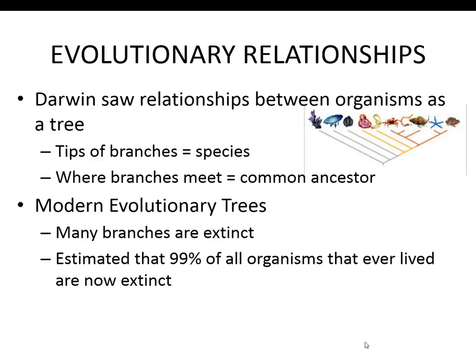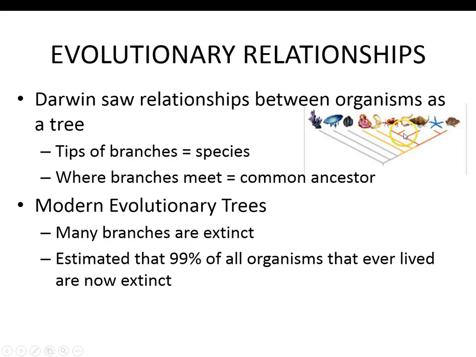And so he saw these relationships between organisms as a tree. And when we look at modern evolutionary trees, we see that at the tip of the branch of every tree, it is represented a species. So each one of these branches goes to a different species. And where we see two branches meet, we see a common ancestor. So there's a common ancestor located here where this species and this species meet.